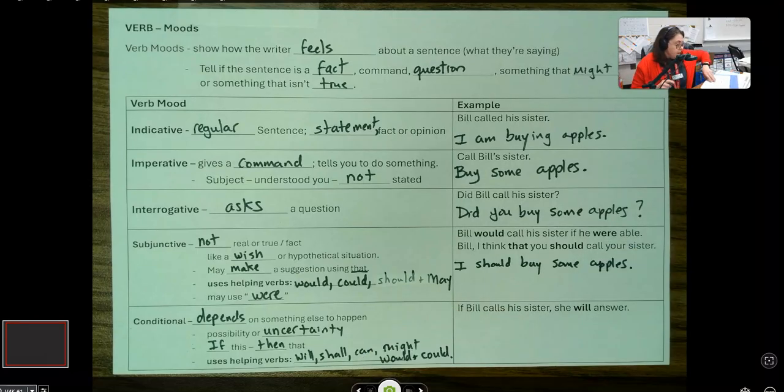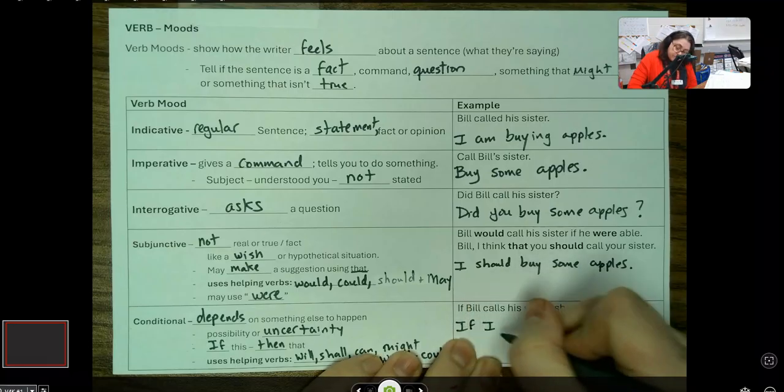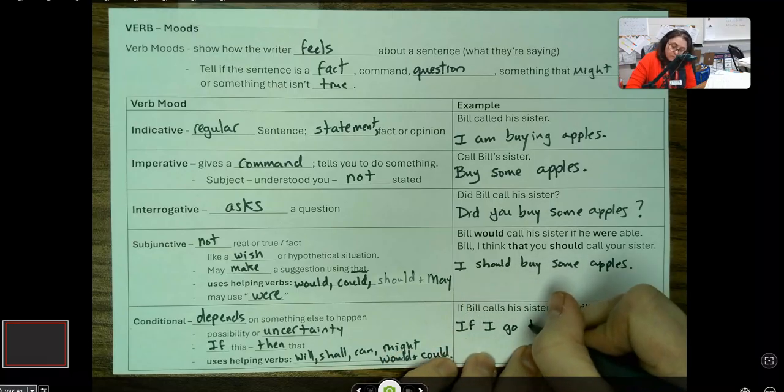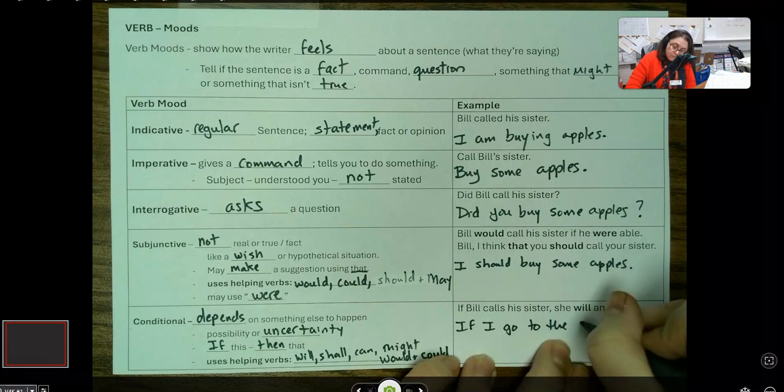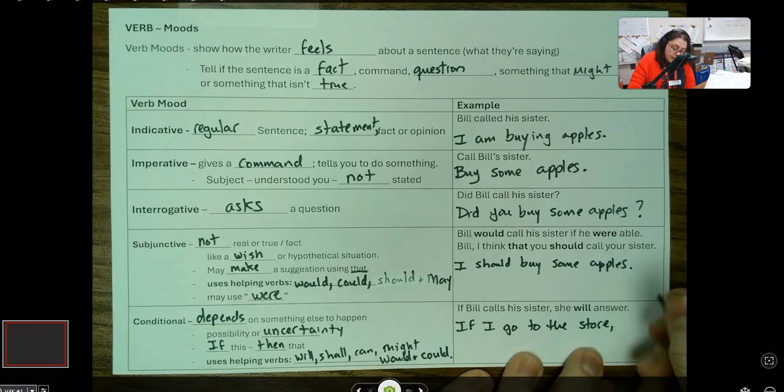Okay. All right, so let's see here. Oh, I go. Here's one. If I go to the store, because that's usually where you get apples at, I can buy some apples.